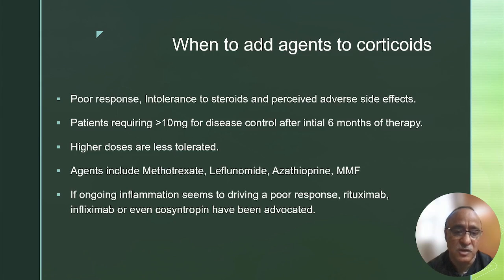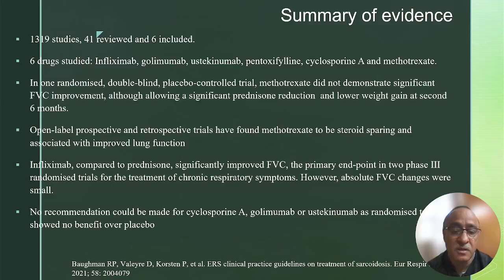third-line agents like rituximab, infliximab, or repository corticotropin injection, or even JAK inhibitors. The summary of evidence for this, as given by Wolfman and his colleagues in the ERS clinical practice guidelines: 6 studies were included out of 1300 plus that were initially looked at. 6 drugs were studied, ranging from methotrexate to infliximab and cyclosporine.